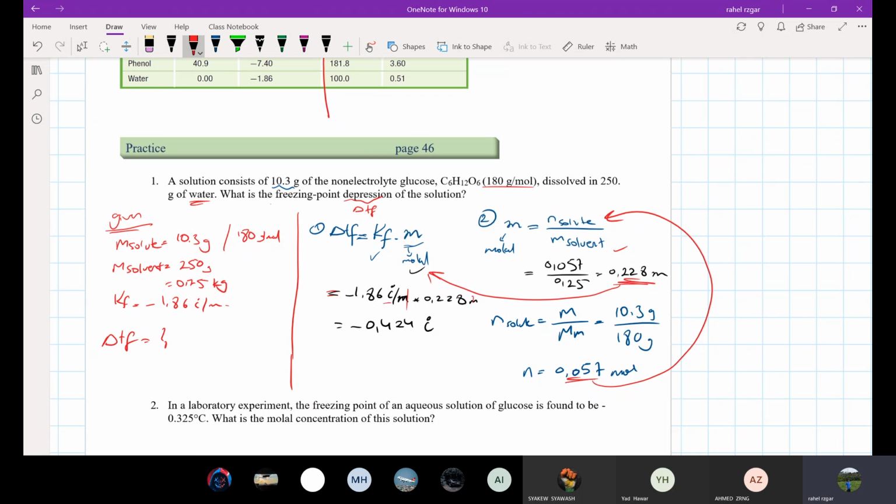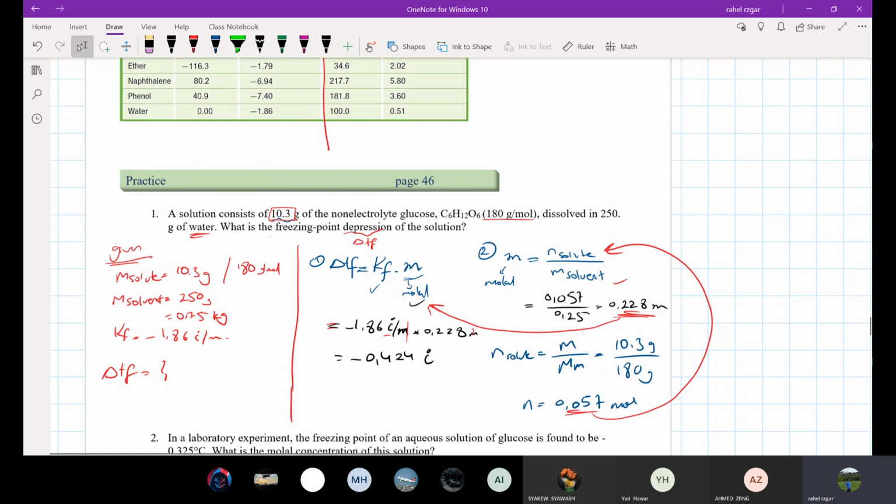Units are cancelled, Celsius is left. Again, what was the logic here? What happens when we put 10.3 grams of glucose into water? What happens when we put that amount into water? Will it still freeze at 0 Celsius? No. It will freeze at minus 0.420.